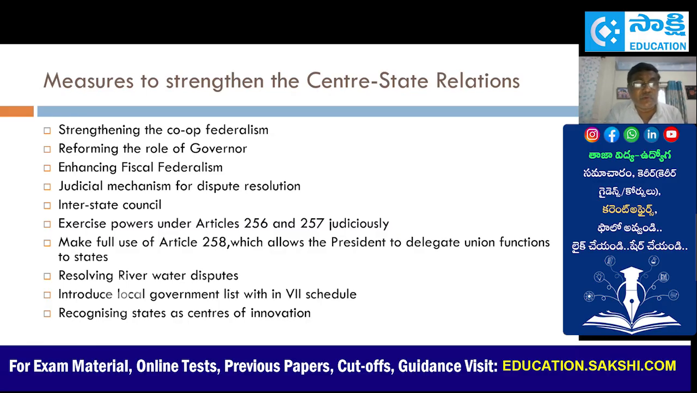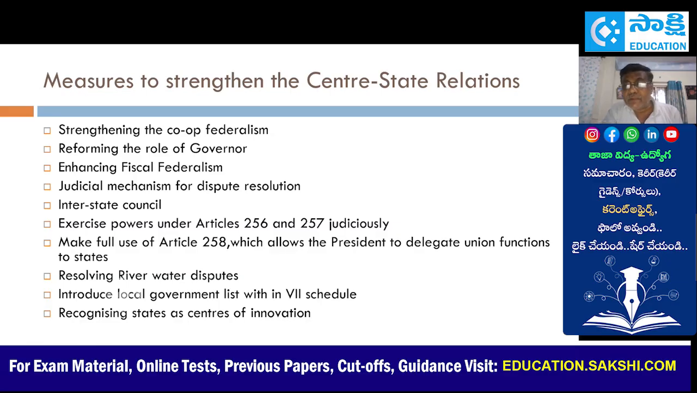Fiscal federalism is to be promoted, as I mentioned earlier. Number one, cooperative federalism. Number two, reforming the role of the governor to ensure neutrality. Number three, fiscal federalism. And we have to streamline the judicial mechanism for dispute resolution. So for dispute resolution, we have to streamline the judicial machinery, and we have to strengthen the Interstate Council. This is one of the institutions. Interstate councils also have to be strengthened.